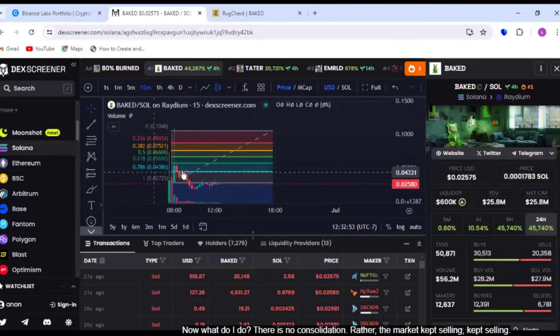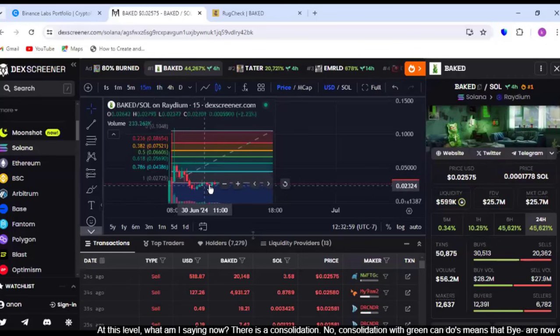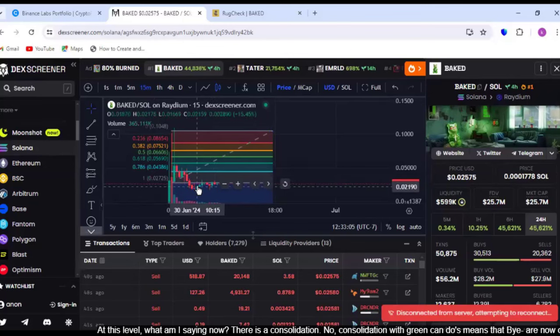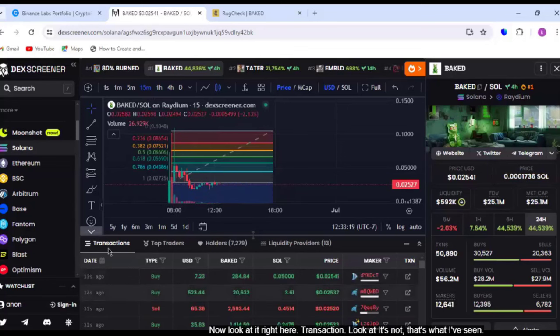Now, there is no consolidation. Rather, the market kept selling. At this level, what am I seeing now? There is a consolidation. Now, consolidation with green candles means that buyers are now coming in. Do you understand? Buyers coming in is an indication that, okay, I can enter. Now, look at it right here.